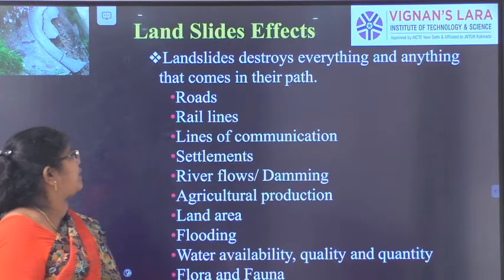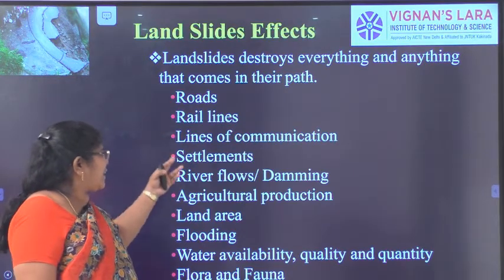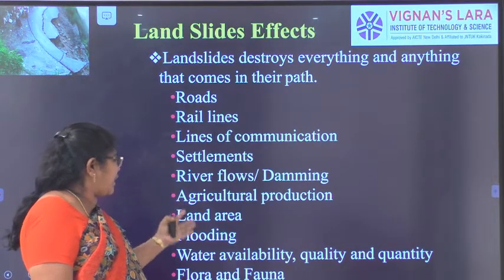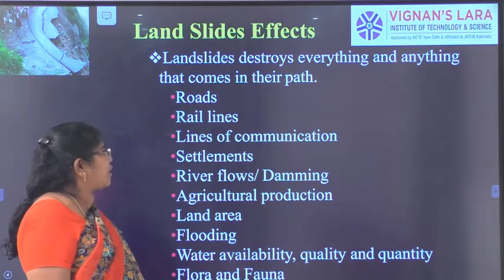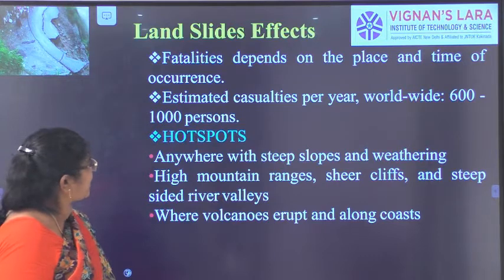Vegetation is very important. And these are the landslides that affect roads, rail lines, lines of communication, settlements, river flows, agriculture, protected land areas, flooding, water availability, flora and fauna. And fatalities depend upon the place and time of occurrence.